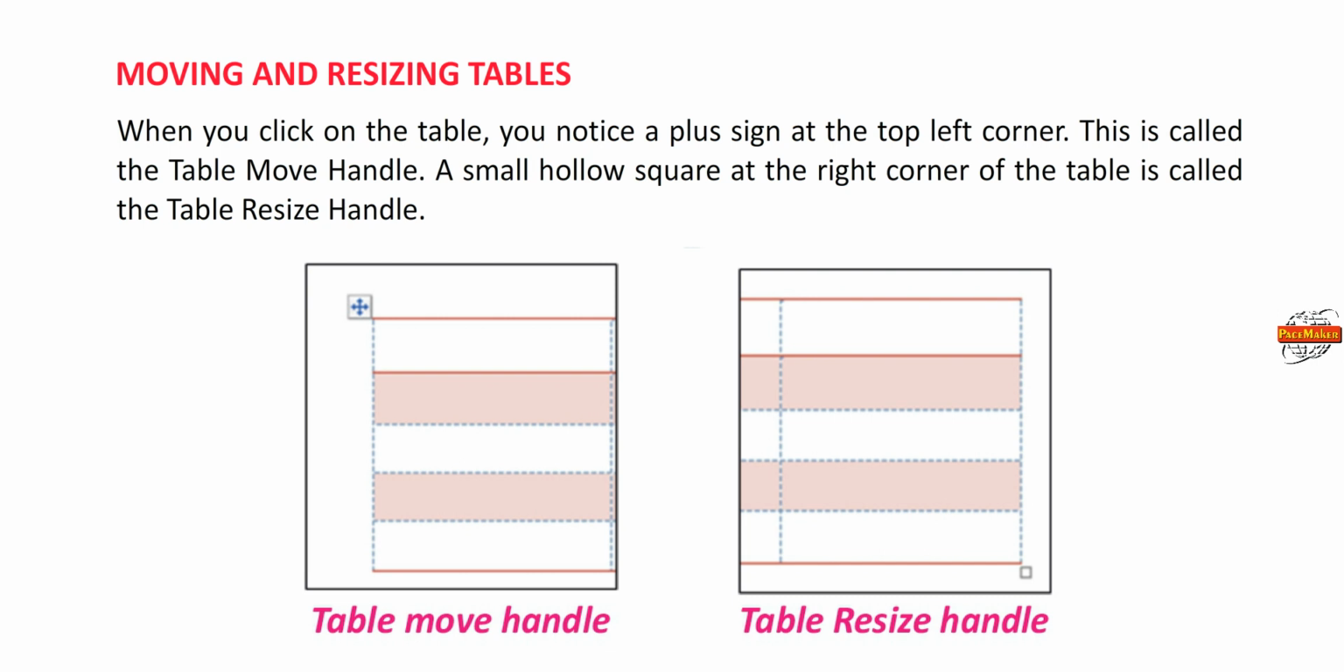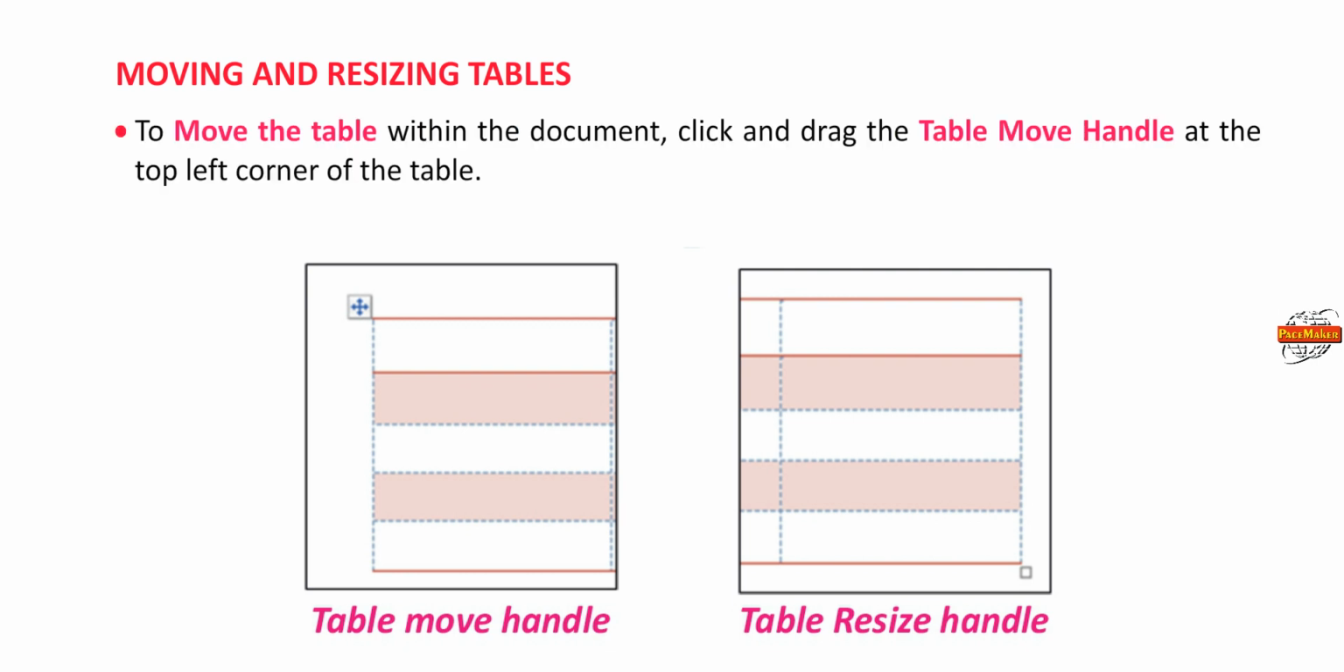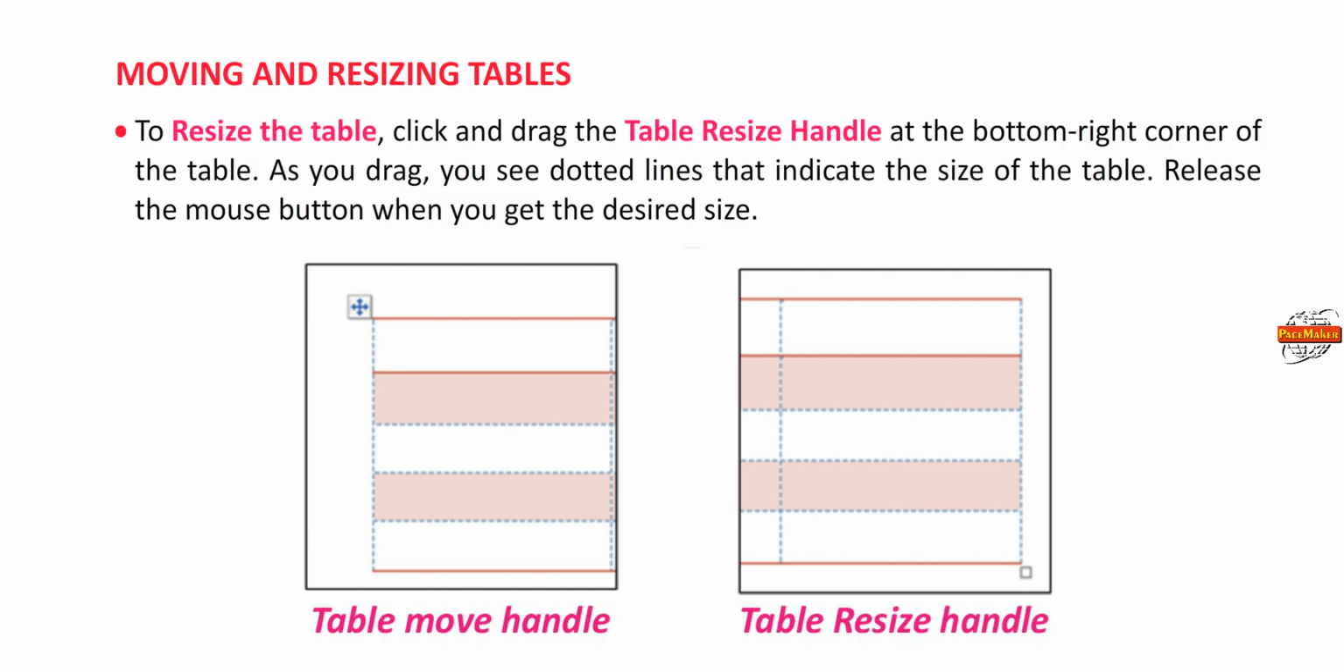Moving and resizing tables. When you click on the table, you notice a plus sign at the top left corner. This is called the Table Move handle. A small hollow square at the right corner of the table is called the Table Resize handle. To move the table within the document, click and drag the Table Move handle at the top left corner of the table. To resize the table, click and drag the Table Resize handle at the bottom right corner of the table. As you drag, you see dotted lines that indicate the size of the table. Release the mouse button when you get the desired size.